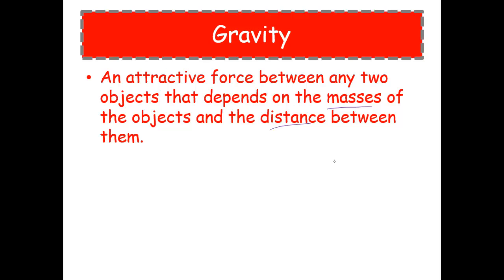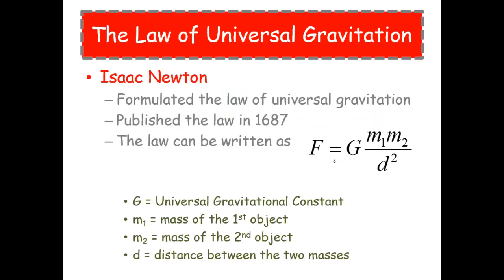Our favorite scientist, Sir Isaac Newton, formulated the law of universal gravitation. Basically the law of gravity, if you want to call it. And he didn't formulate this nice little law by sitting under an apple tree and having an apple fall on his head. That just didn't happen. He did, however, do a lot of complicated calculus problems.